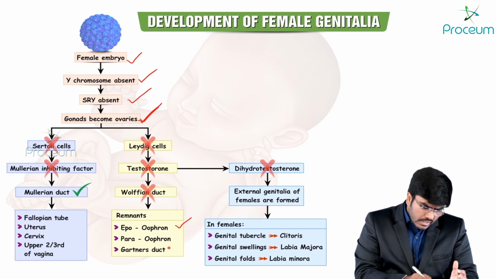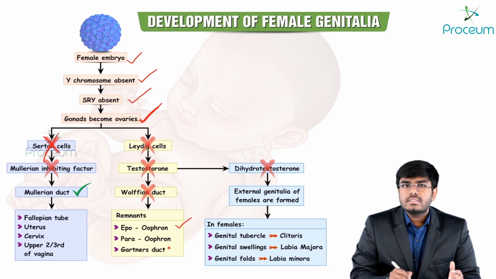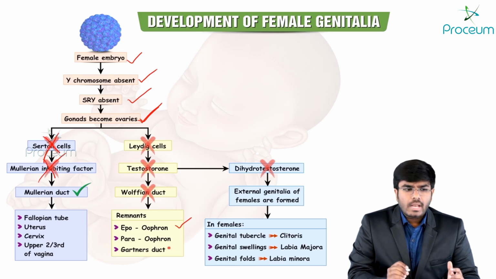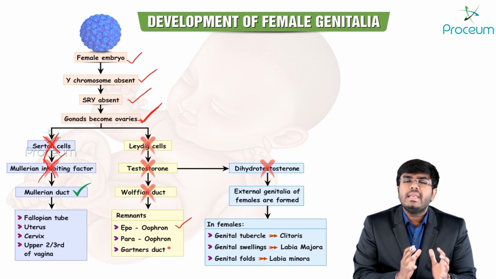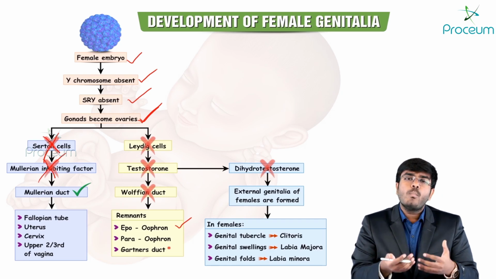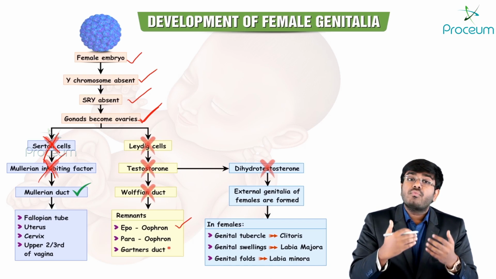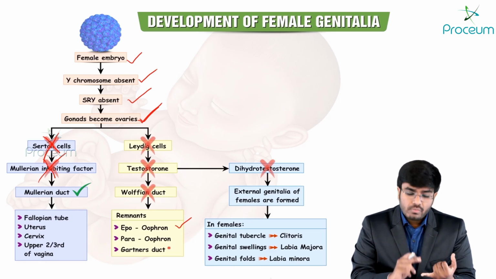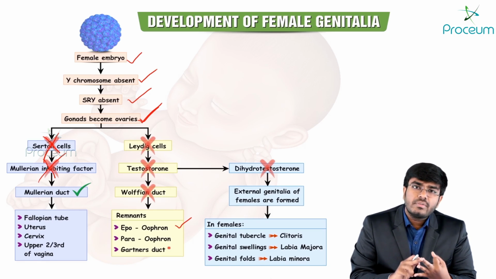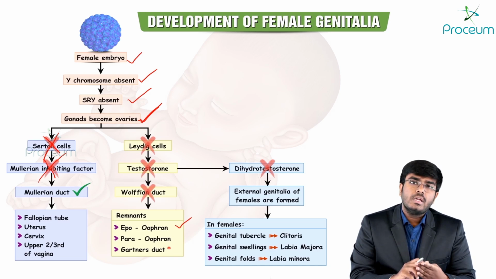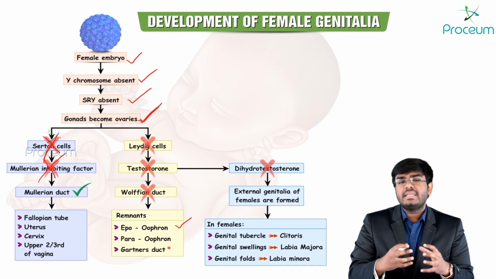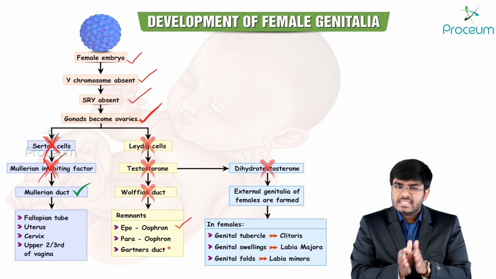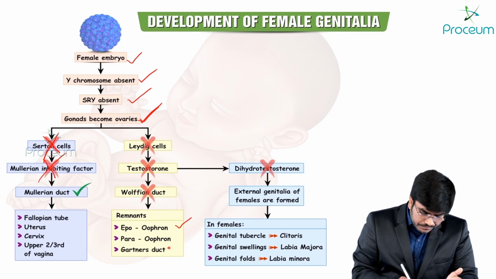So, whenever there are no Sertoli cells, there is no Mullerian inhibiting factor. Whenever there is no Mullerian inhibiting factor, the Mullerian ducts in a female are expressed. So, a female will have uterus, fallopian tubes, cervix and upper two-third of vagina. So, the Mullerian duct is getting developed in a female fetus. Now, please concentrate on the next half of the flowchart.